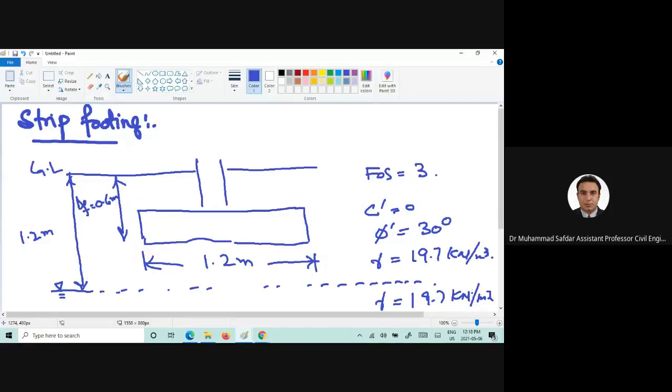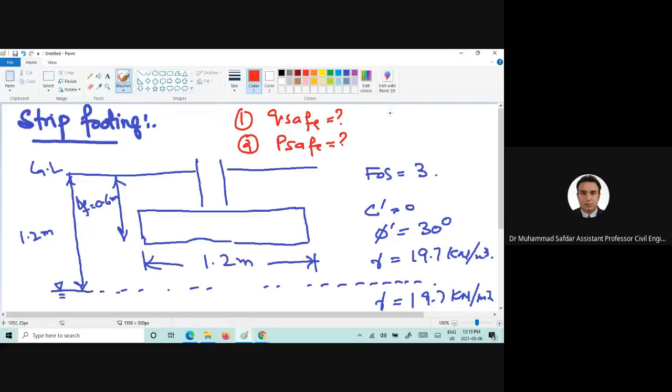What else do we need to know to solve it? What do we need to find out? First, we need to find out the safe bearing pressure, the Q safe, and the P safe, the load. We need to find the ultimate and safe bearing capacity and the safe load.